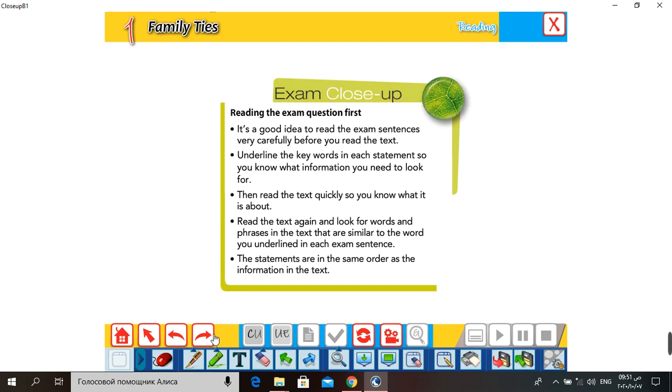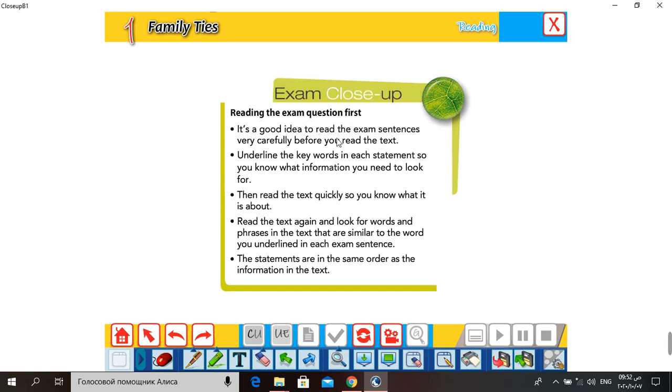Here is an exam close-up tip. This is advice to you as a student that tells you how to handle a task inside the exam. Reading the exam question first. If you have a reading passage, you need to read the exam question first before you read the passage itself, because it will help you find the information you're looking for and answer the questions.